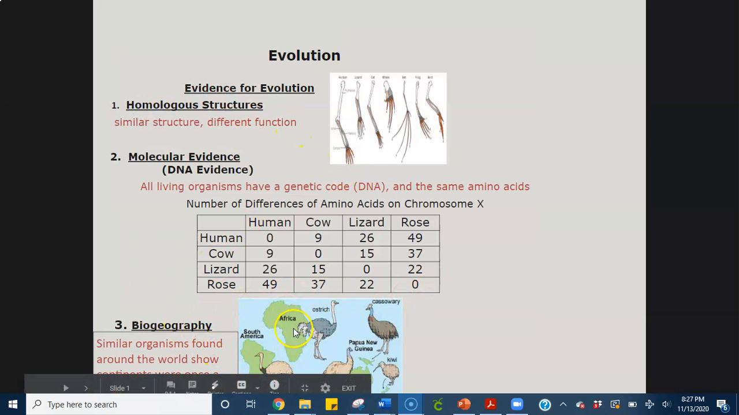If I look down here at biogeography, I'm looking at this picture, and this picture shows a bunch of different continents and then birds that are similar on each one of those continents. And if you think back to your human geography class, or even back in elementary school, you learned about Pangea, which was, millions of years ago, one massive landmass, and it was known as Pangea. And over time, due to tectonic plates and different natural phenomena happening, those plates started to drift apart.